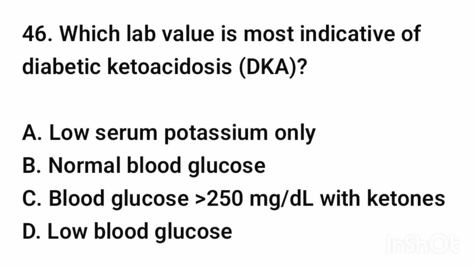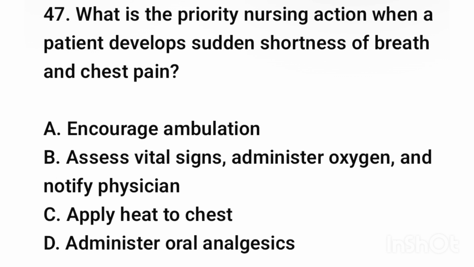Question number 46. Which lab value is most indicative of diabetic ketoacidosis (DKA)? The correct answer is option C, blood glucose 250 mg per dL with ketones.